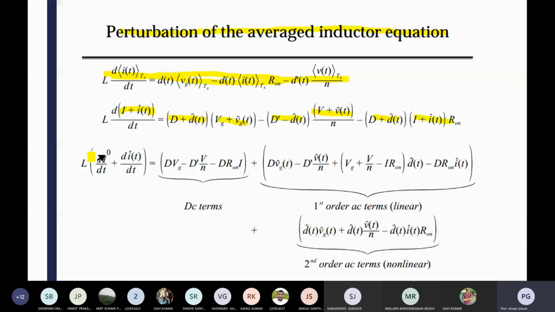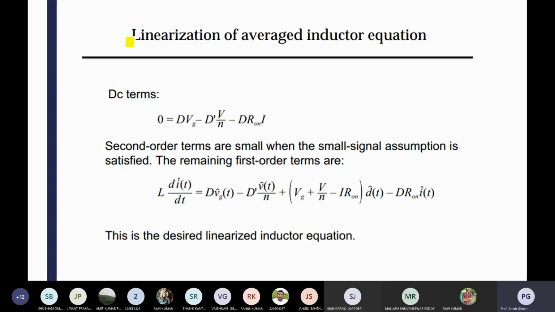So the DC component is there, the first one is the DC component, then the first order AC terms, which are linear: basically the steady state value of that variable multiplied with the small AC variations. So there is no multiplication of two AC components. Only one AC component and the steady state value, that's why you can say it's linear time invariant, it is linear. So first order AC terms, then you get the second order AC terms, where two cap variables are multiplied, and these are your second order, non-linear terms. So finally you will get the linearization of the average inductor equations.